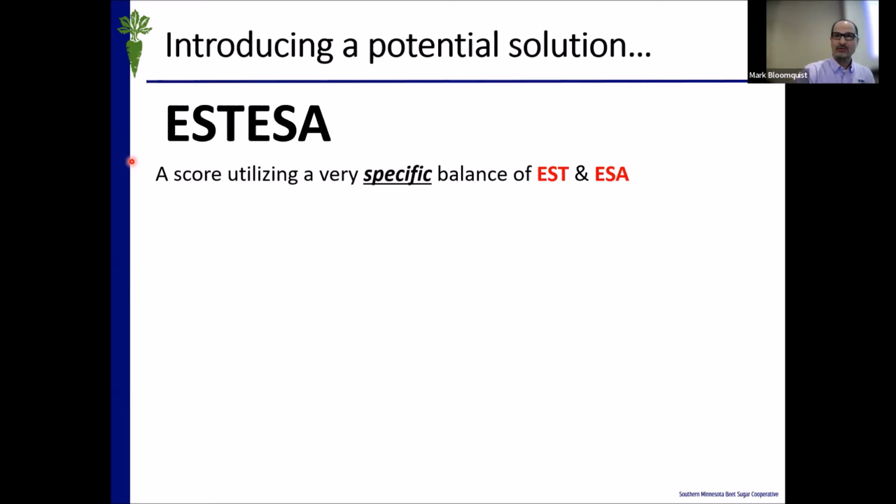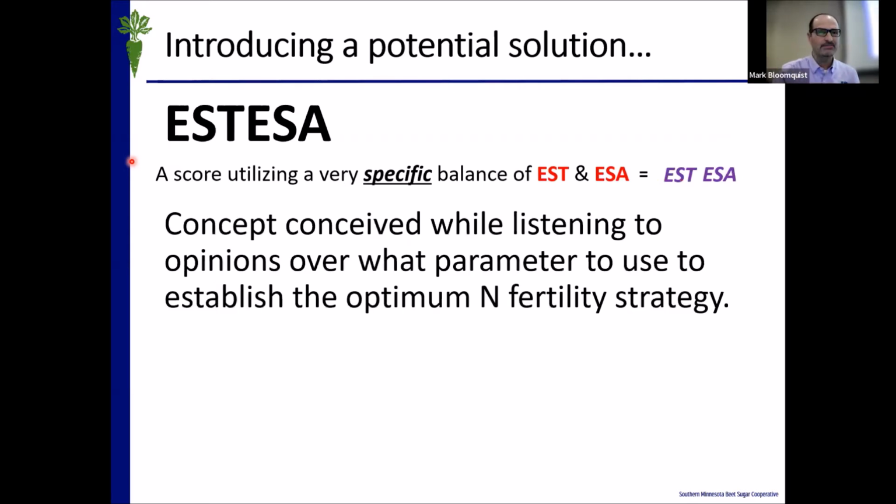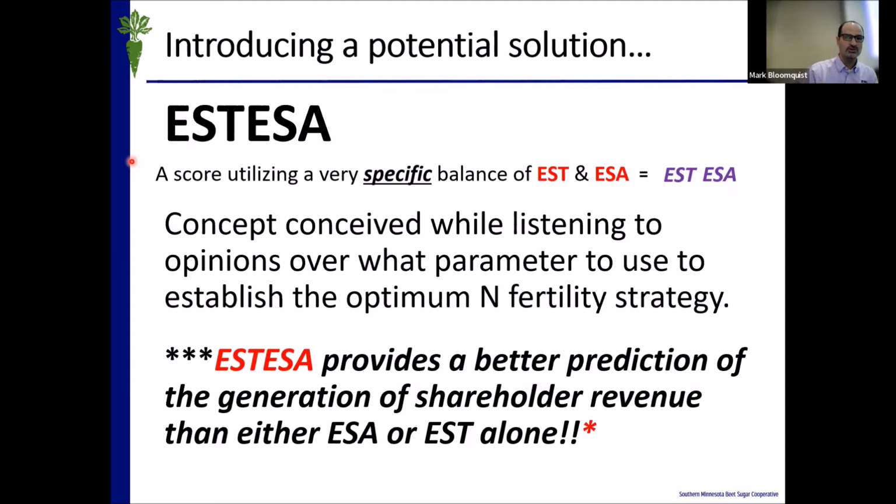It's really not all that creative, the name, because I basically just took EST and ESA, crammed them together, and voila, we've got ESTESA. It's a concept that I basically conceived while listening to opinions over what parameter to use to establish an optimum nitrogen fertility strategy. Honestly, the discussion literally went from ESA to EST, back to ESA, back to EST. It literally went back and forth because we know inherently that they're both fairly valuable to our overall success.